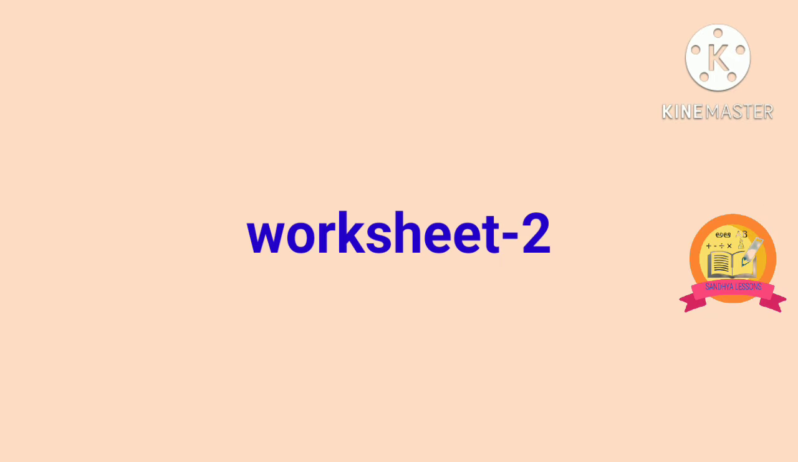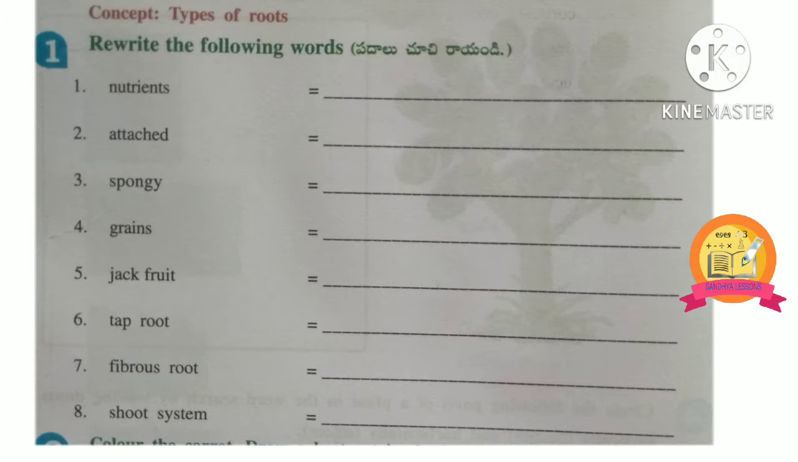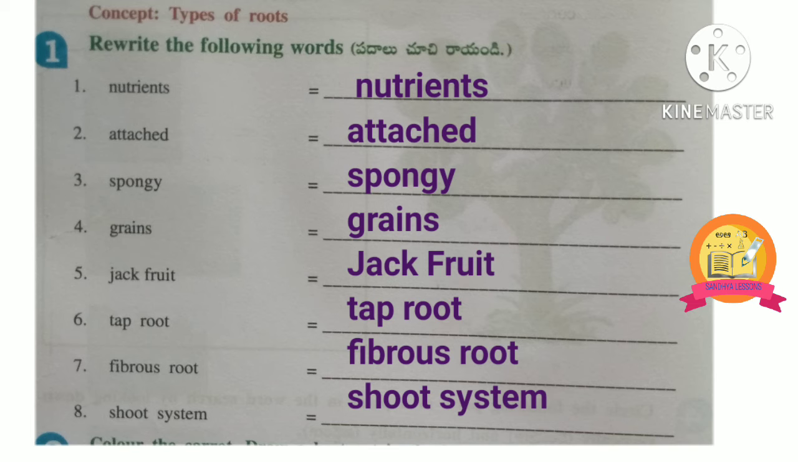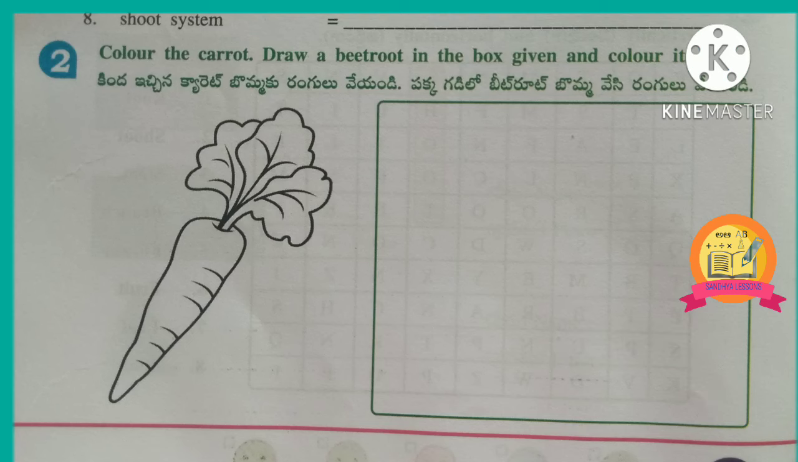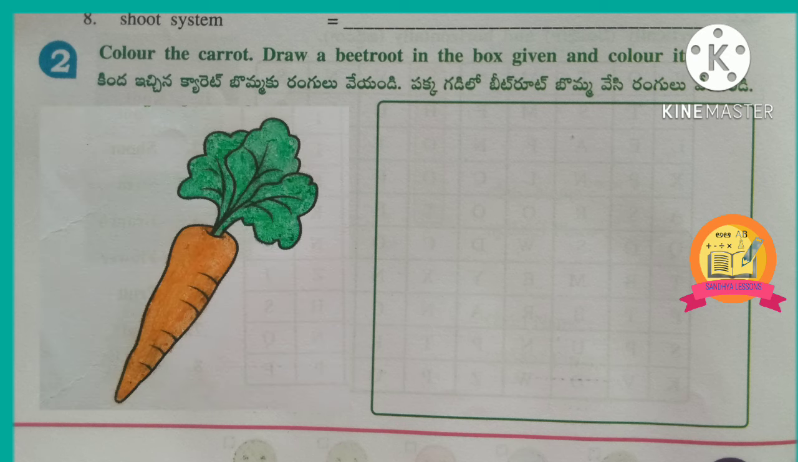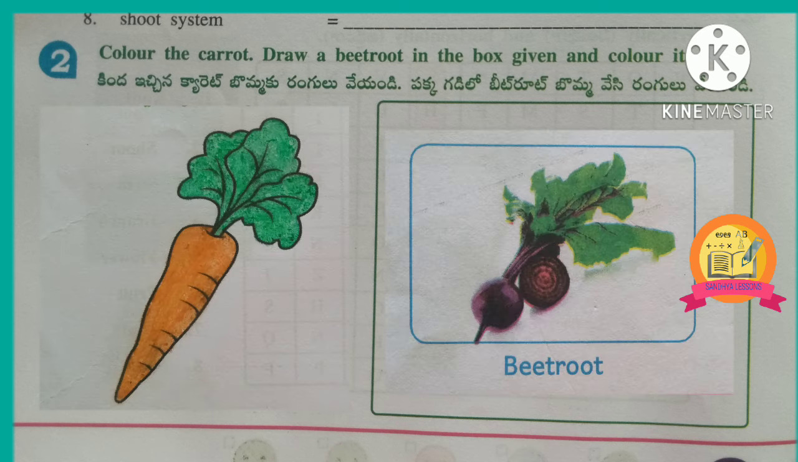Worksheet 2. First Roman, rewrite the following words. Nutrients, attach, spongy, grains, jackfruit, taproot, fibrous root, shoot system. Second Roman, color the carrot, draw a beetroot in the box given and color it.